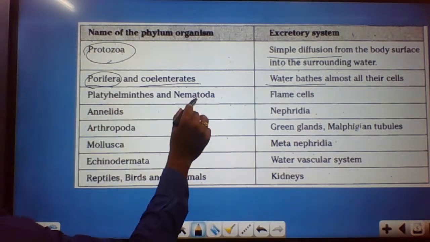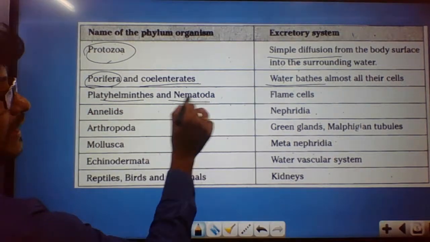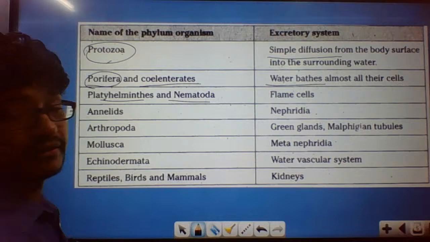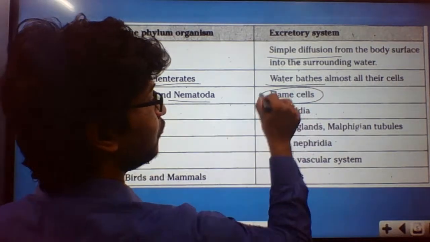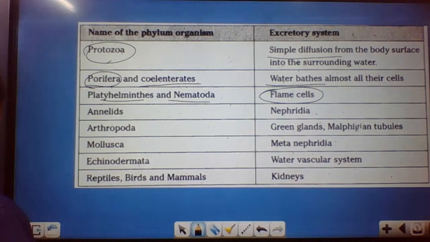Then platyhelminthes and the nematodes. Platyhelminthes, nematodes, for example, you take the case of Ascaris. In Ascaris you have something called flame cells. We have flame cells actually.